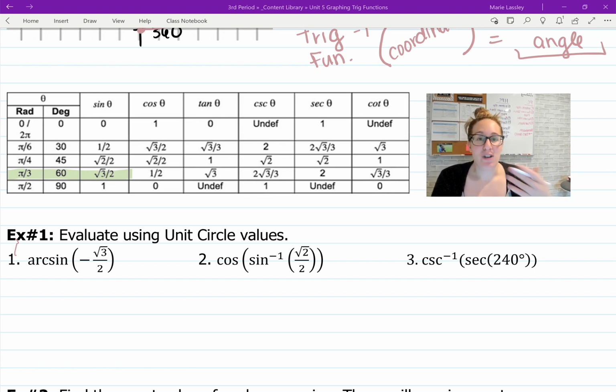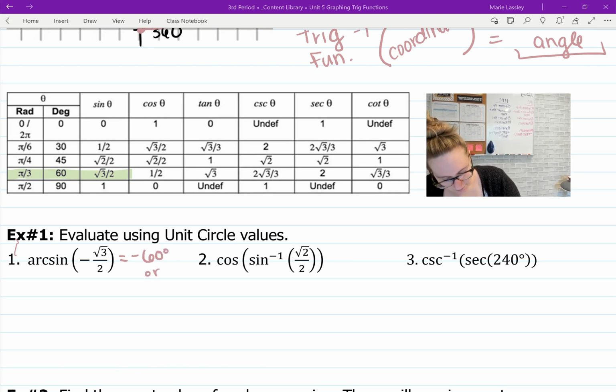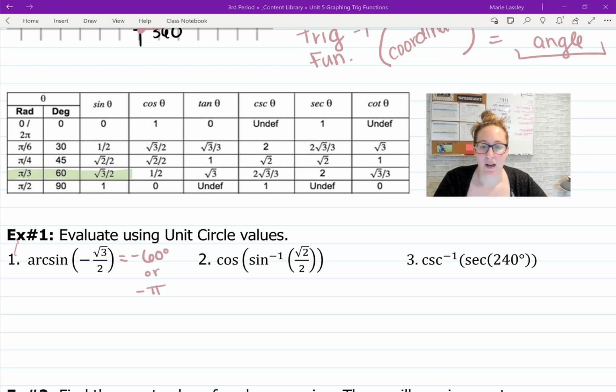What you would tell me is the negative angle that matches up with +60. Well, it just so happens that it's -60. So for this one, we would say arcsine -√3 over 2 is going to be -60 degrees, or you could put -π/3. It doesn't specify if we're doing radians or degrees, so you can pick. We'll just list both. So the answer is -60 degrees or -π/3.